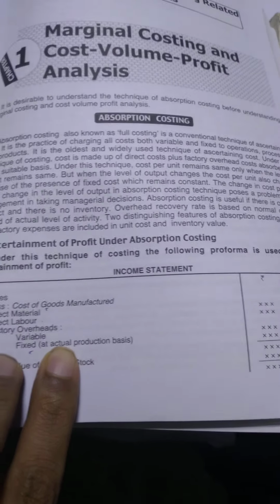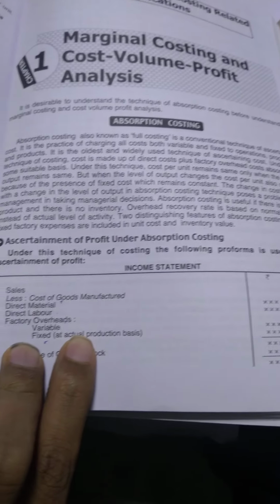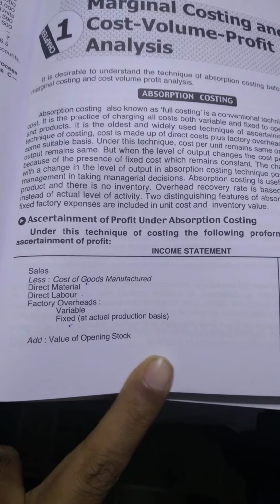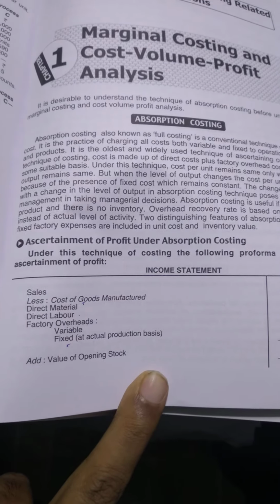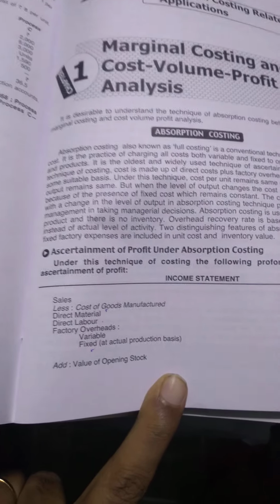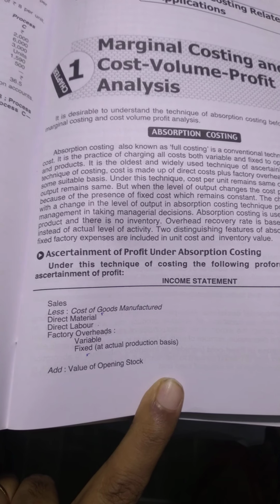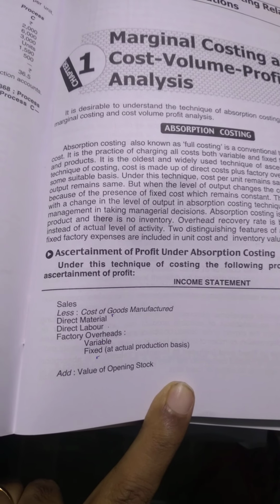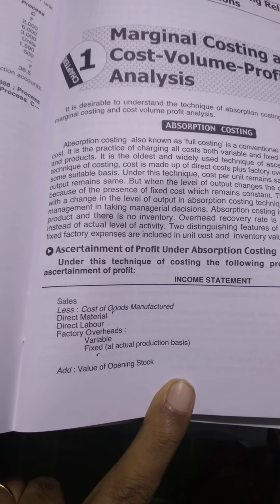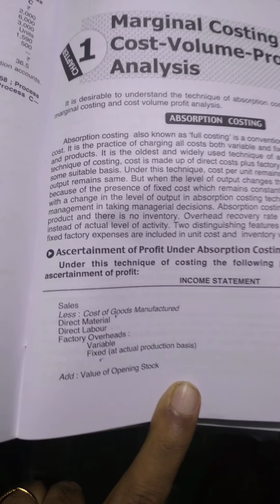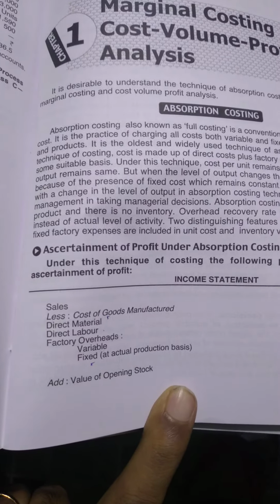How is an income statement prepared under absorption costing? First of all, you will record the sales. From sales, you will deduct what? Cost of goods manufactured, such as direct material, direct labor, factory overheads. Because absorption costing records both fixed and variable expenses. So direct materials, direct labor, variable factory overheads, and fixed factory overheads, all will be taken into consideration under cost of goods manufactured, and it will be deducted from sales.